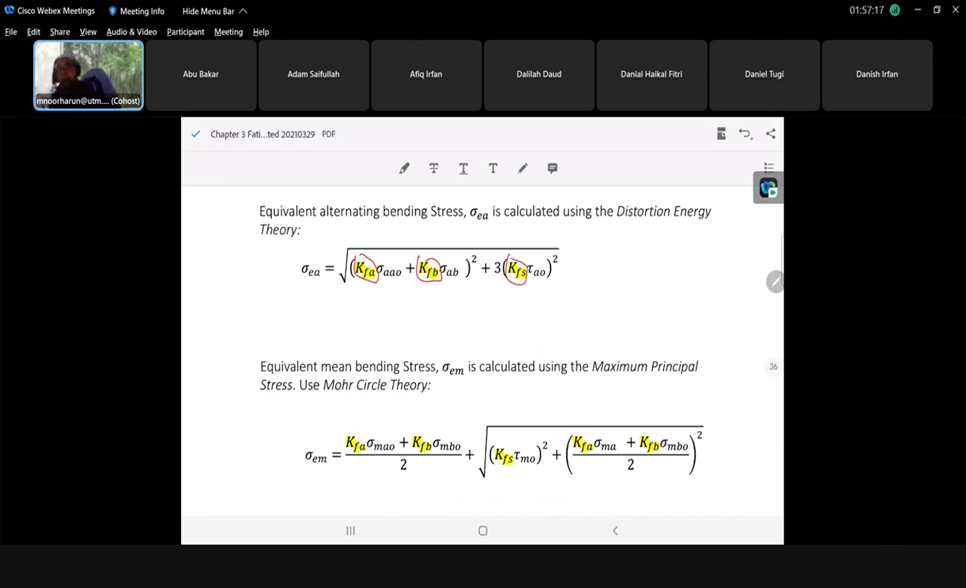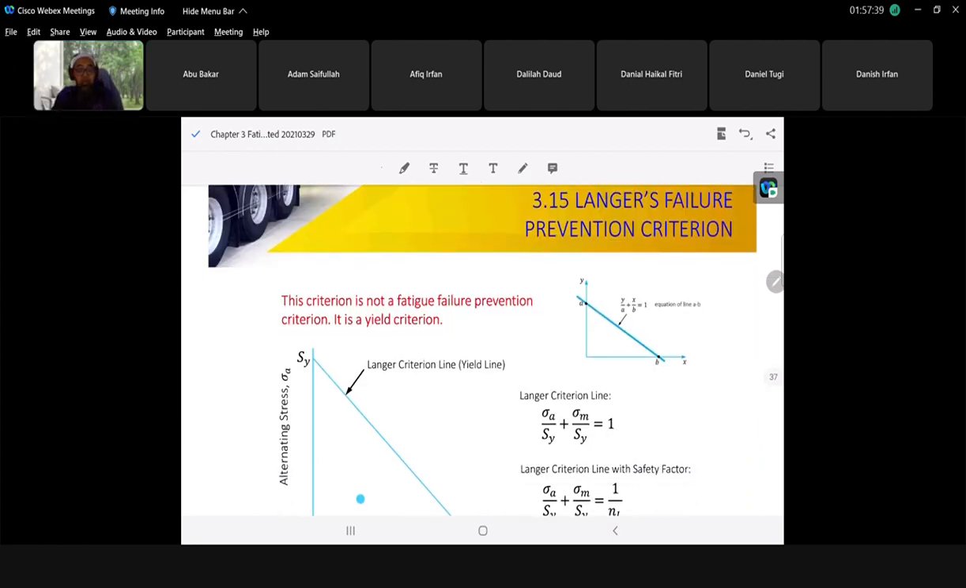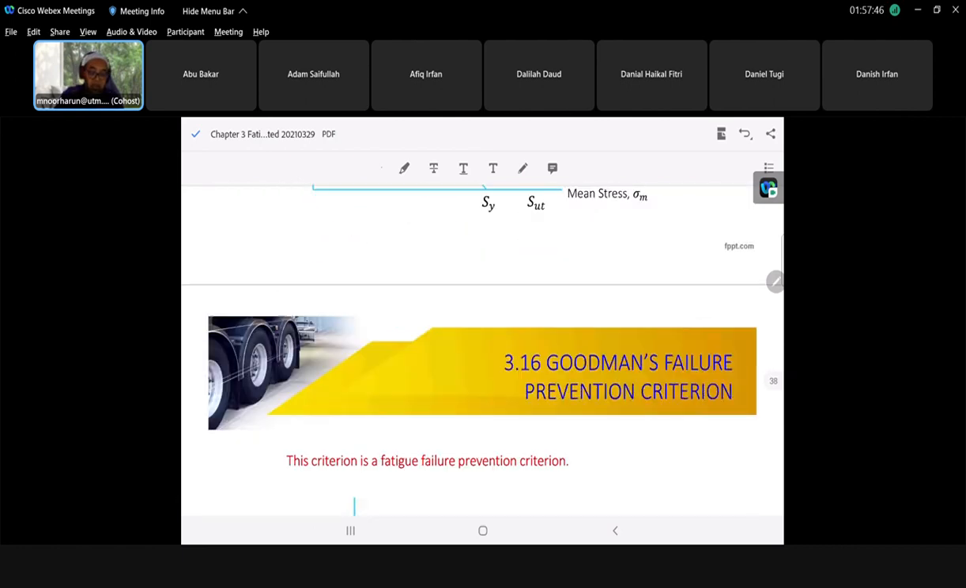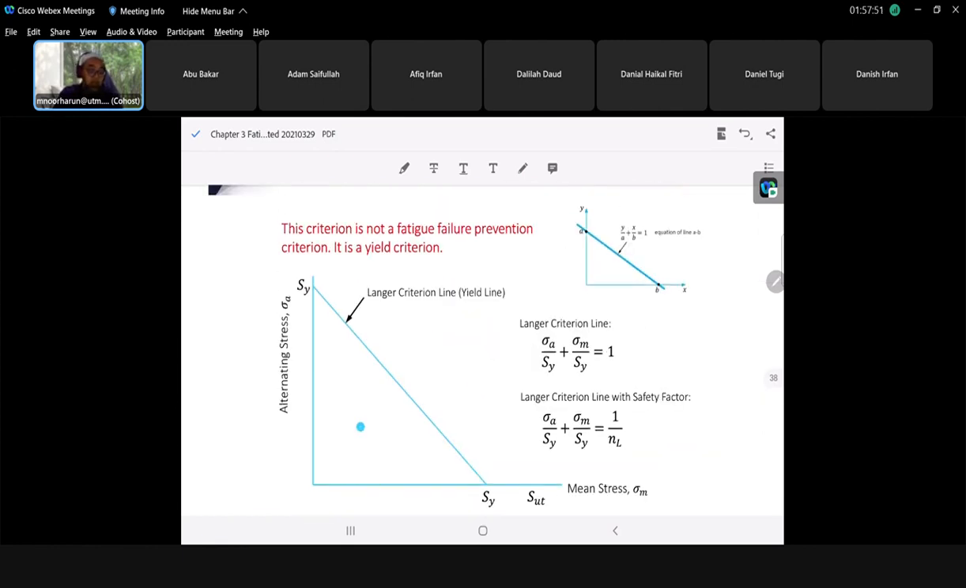Okay, next. Lepas ini, barulah kita boleh kira safety factor. So after this, we calculate the safety factor, because this value will be inserted into the safety factor equations. We normally use two types of safety factor equation: one is Langer, and the other is Goodman.